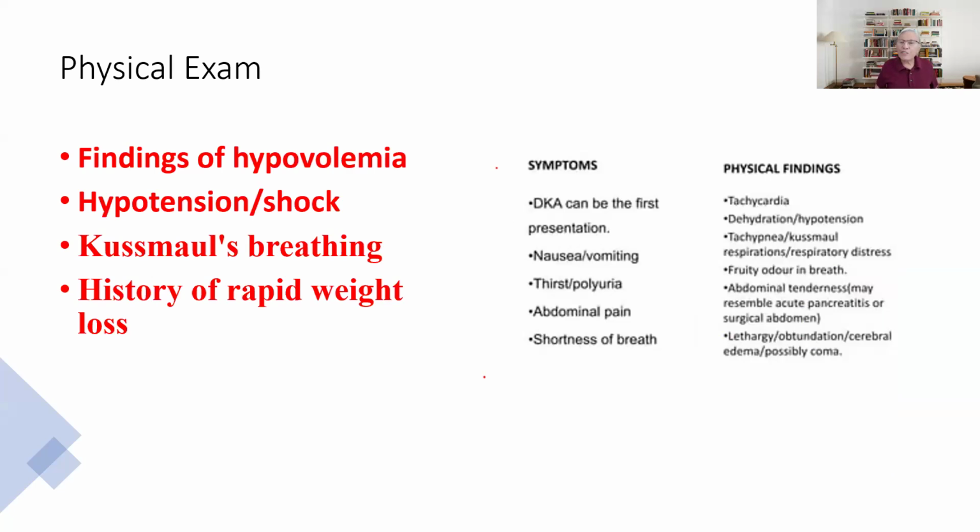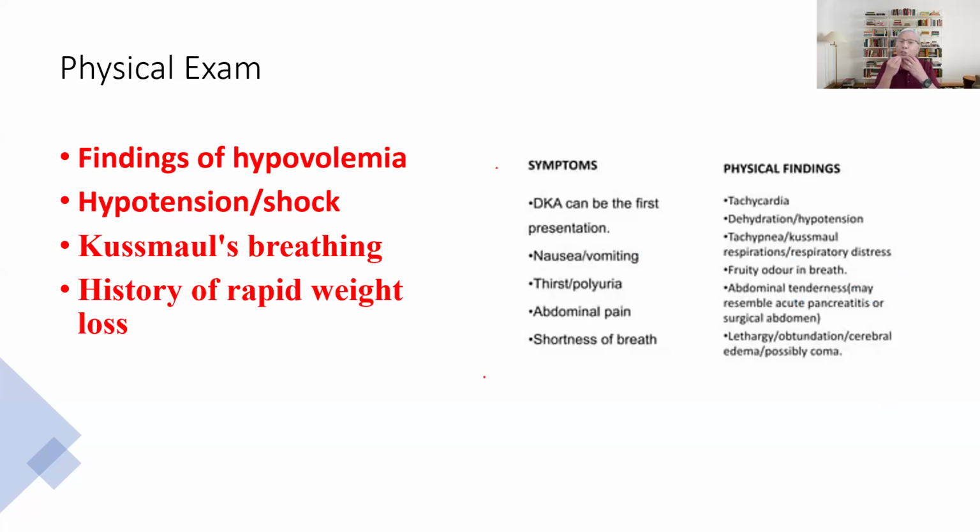Okay, so what are the findings on physical examination? Well, most of the patients with ketoacidosis will present with features of hypovolemia. And the hypovolemia is from gastrointestinal or renal fluid and electrolyte losses, as we had already talked about. So in severe cases, patients may be hypotensive and may be having signs and symptoms of severe shock. They may have rapid and deep breathing, and this is called Kussmaul's breathing.